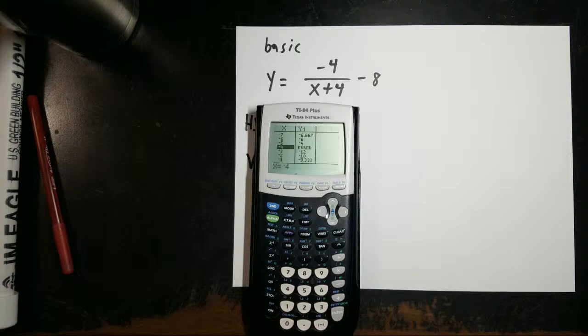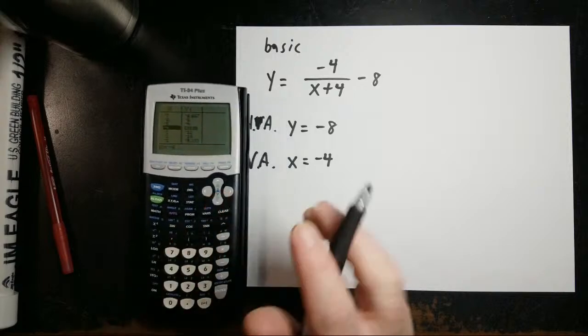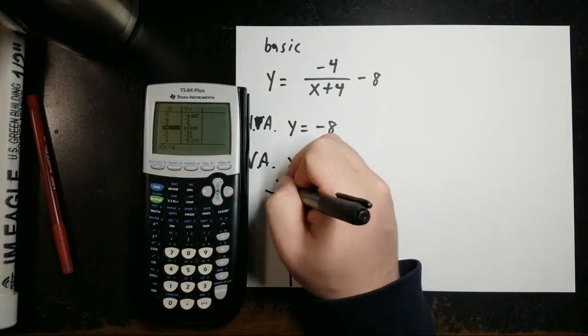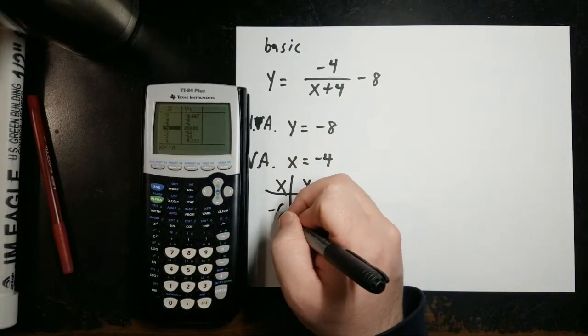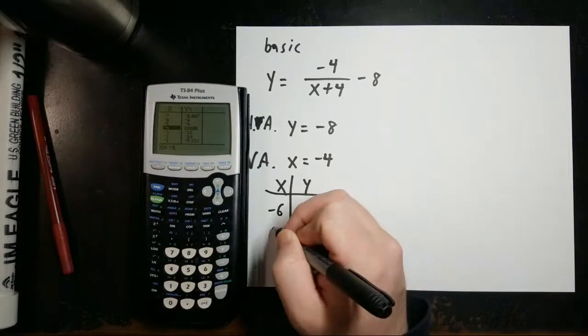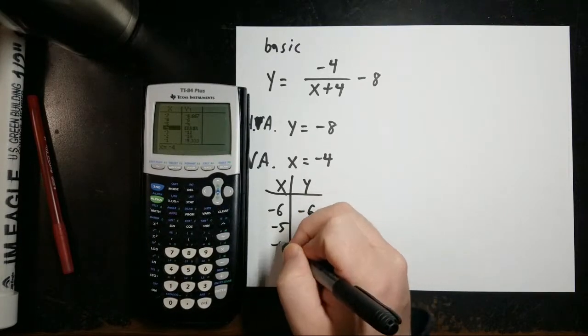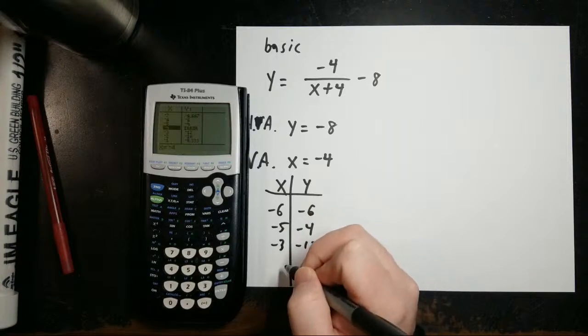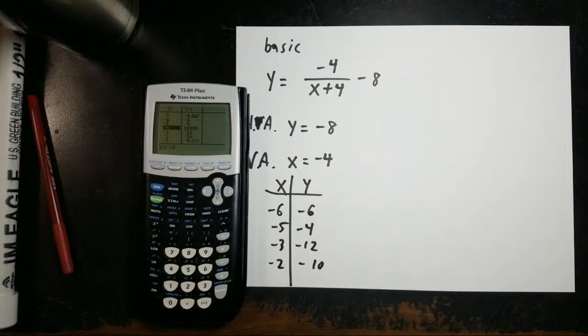We'll deal with that. This thing has been shifted down 8 units, so we're going to have to deal with that. This time, I'm only going to find a couple of points here. -6, -6, -5, -4, -3, -12, -2, -10. That should be sufficient for what I want to do here.